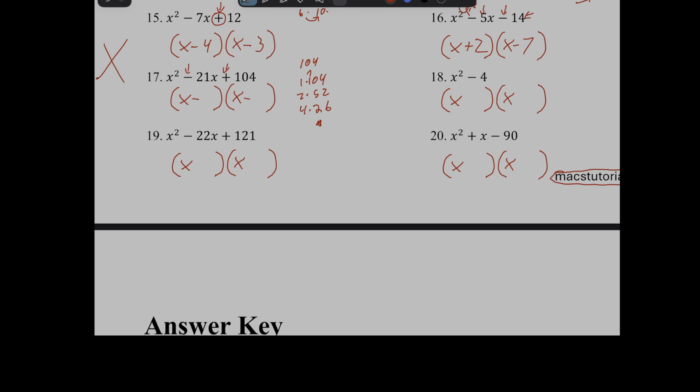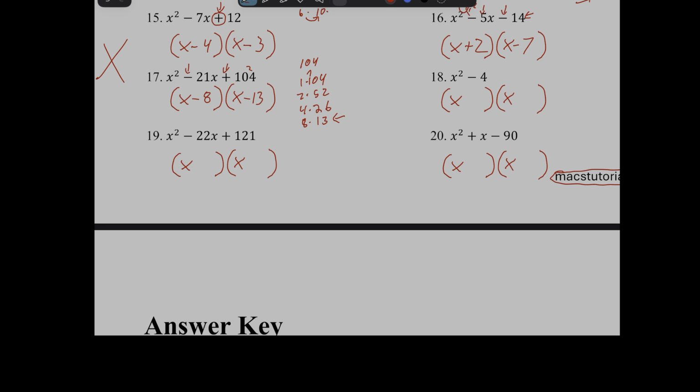Will 7 work? 7 goes into 10... 7 won't work. Will 8 work? Let's try 8. 8 goes into 10 once with 2 left over. 8 goes into 24 3 times. 8 times 13 is 104. I win. Now, if I kept going and I get to 13 again and I can't find a factor, then it's unfactorable, at least by this method. Everything's factorable, but it's not factorable like this. Okay, so this will be a minus 8 and a minus 13.